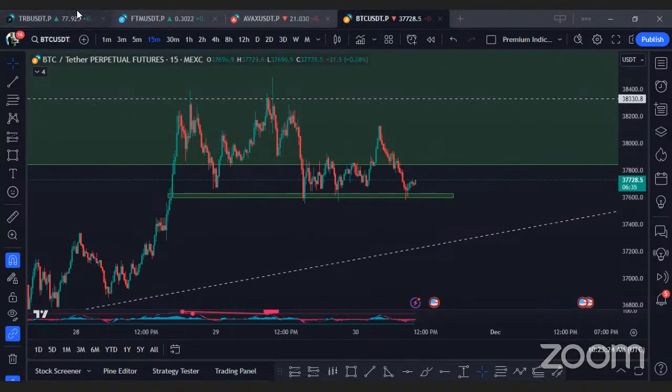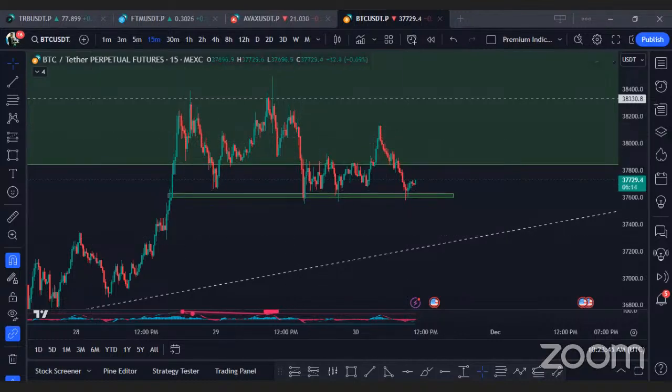Let me see the BTC chart. I don't really like trading BTC. You can look at that 38,000, 38,100 level for BTC. That's basically what you should be playing at on BTC.